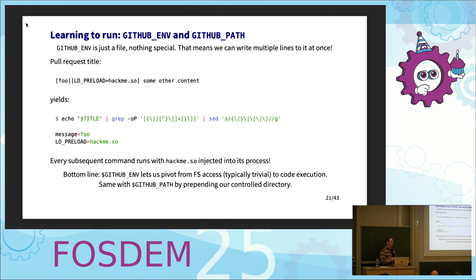And so now if you have write access to a runner, even if you don't have execute access, you've turned your write access into execute access, because LD_PRELOAD will run in front of any binary that gets executed. So there you go.